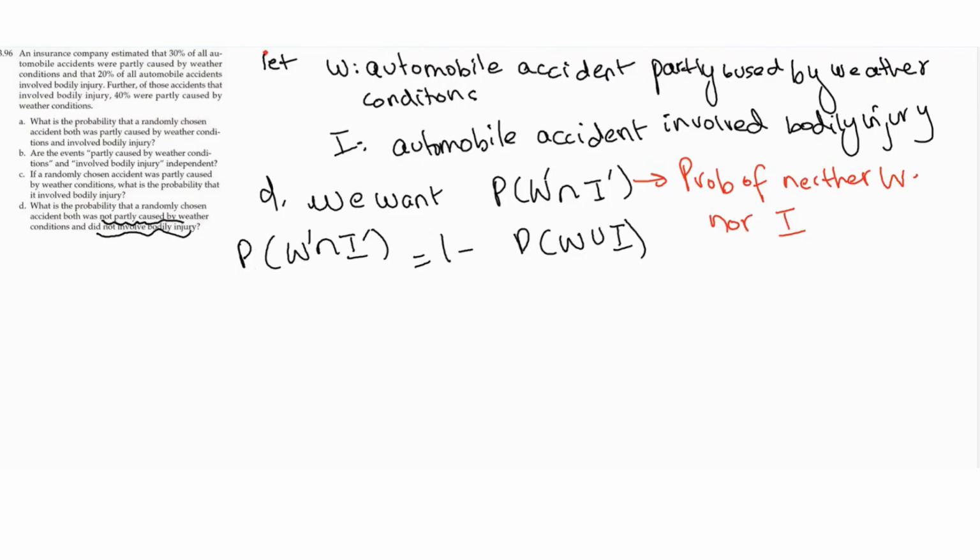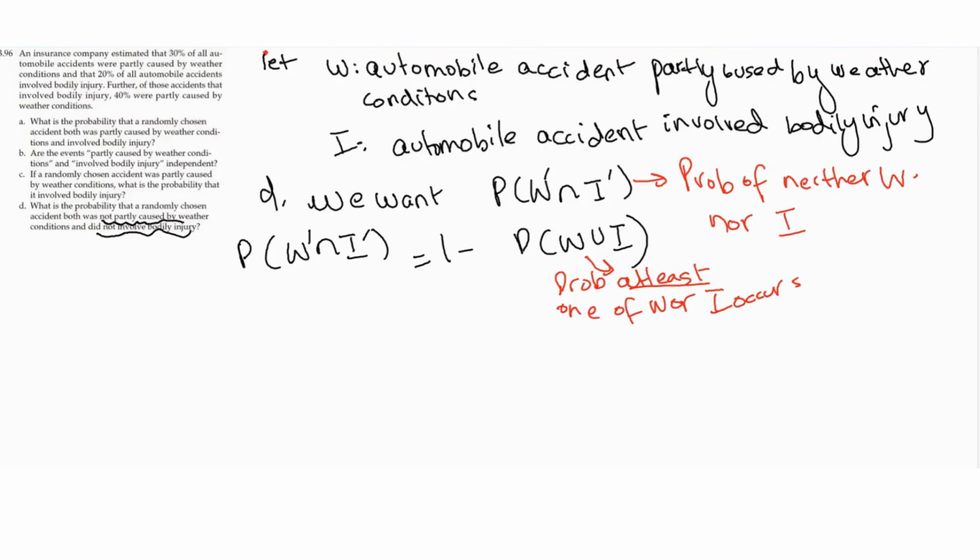Why does this work? Because remember, the probability of W union I is the probability of W or I or both, right? So when I find the probability of W union I, this is the probability of W or I or both. So this is the probability that at least one of W or I occurs, right? So if I subtract this from one, we'll get the probability that neither occurs, right?